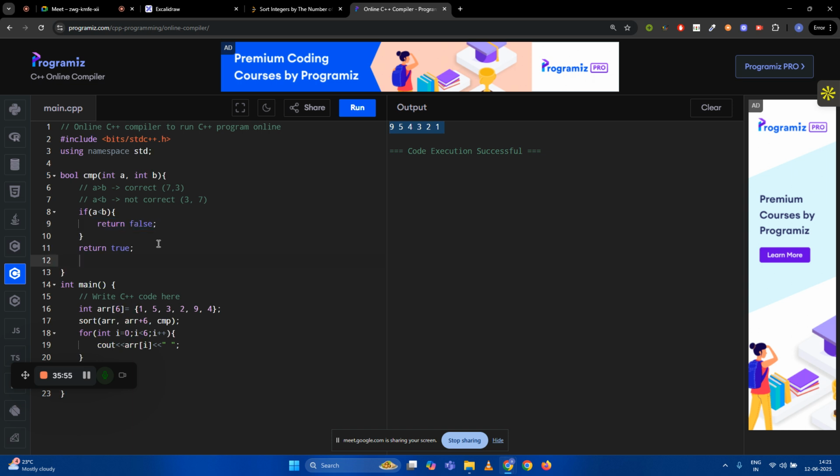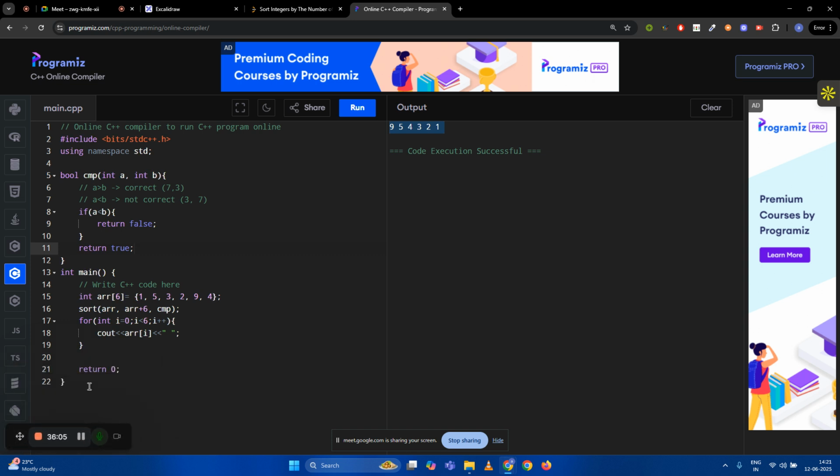So I hope everyone is clear with this thing. Is everyone clear with this thing? Anyone having any doubts? Sorry. Anyone having any doubts?